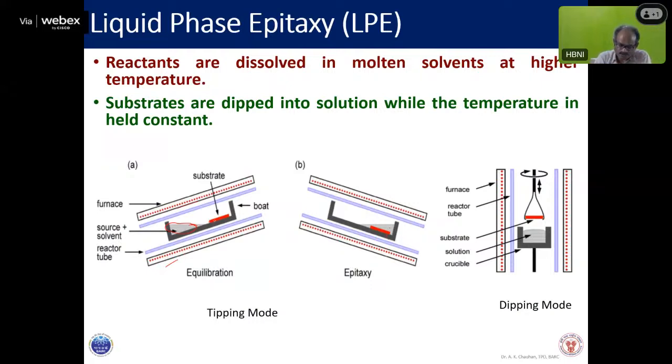So now you will have a thin layer of the material which you want to deposit over here. This is one method. This method is called tipping mode, in which you are just putting it this way.